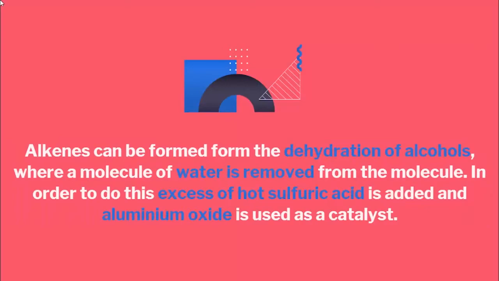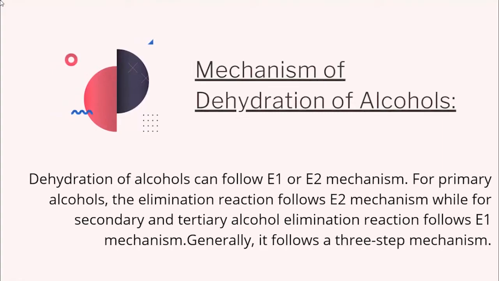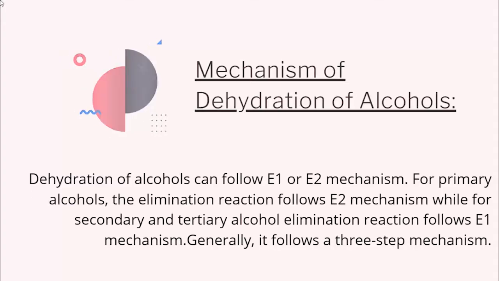Alkenes can be formed from the dehydration of alcohols, where a molecule of water is removed from the molecule. In order to do this, excess hot sulfuric acid is added and aluminum oxide is used as a catalyst. Dehydration of alcohols can follow the E1 or E2 mechanism. For primary alcohols, the elimination reaction follows the E2 mechanism, while for secondary and tertiary alcohols, it follows the E1 mechanism. Generally, it follows a three-step mechanism.